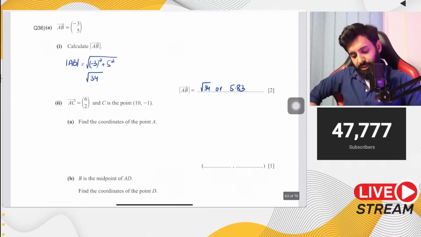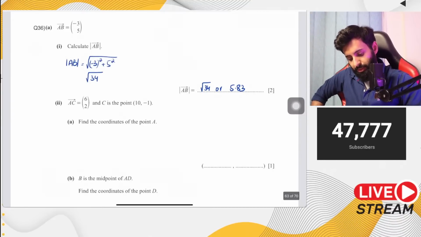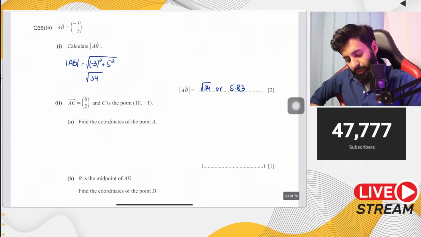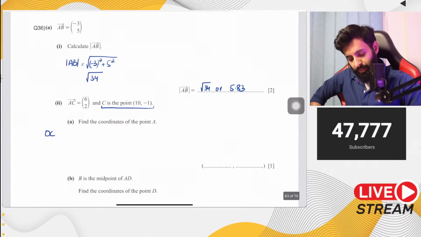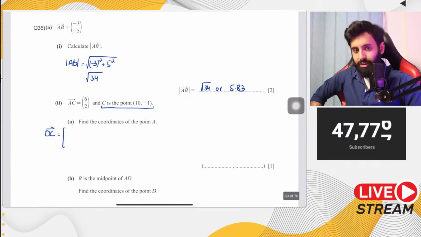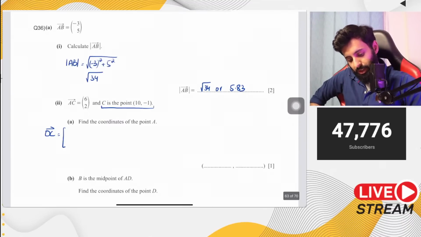Then it says AC is a vector so and so, and C is the point 10, minus 1. Find the coordinates of point A. So whenever you're given the coordinates of a point, how do you turn that into a vector? You write it as OC. C could be any point, like in this case it's C, it could be any other point as well. So OC is going to be 10 minus 1.